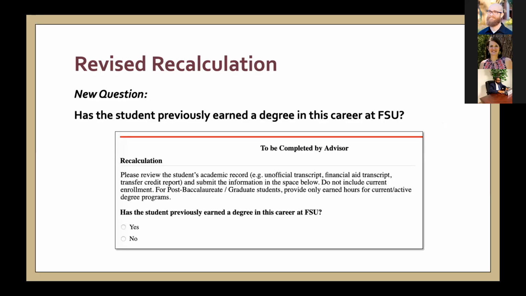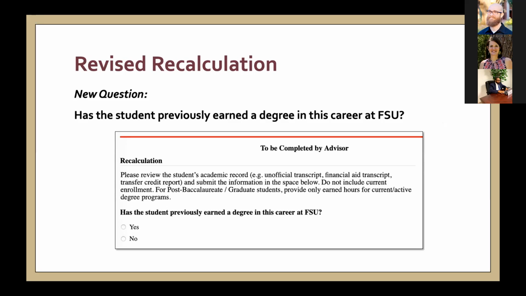So this is what the revision is going to look like when you go in now. You still have the same instruction information there. It still says recalc. You've got the same generic instructions listed there. But instead of getting hit with all 4 of those boxes, there is now just 1 question that's going to populate on the form first. It asks, has the student previously earned a degree in this career at FSU? And the choices are yes or no.